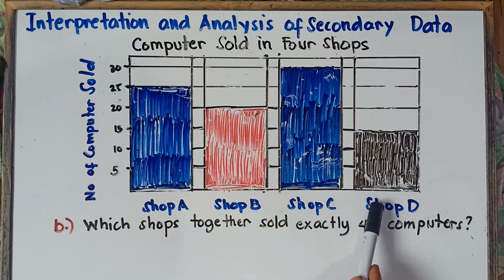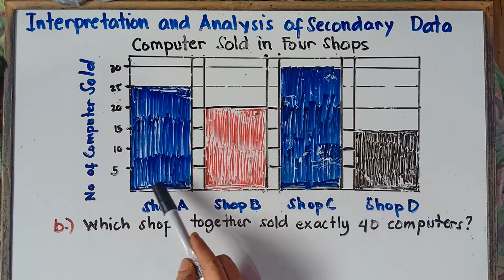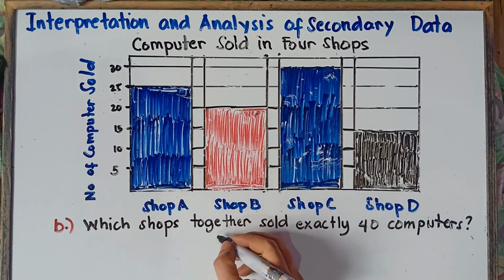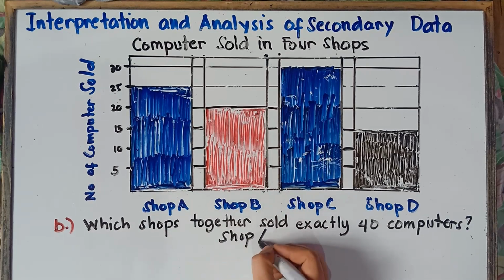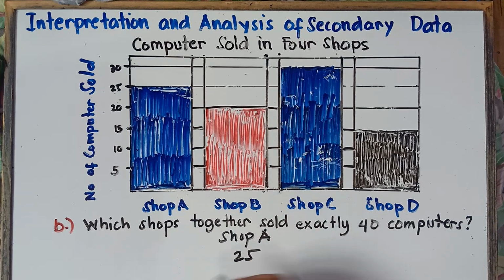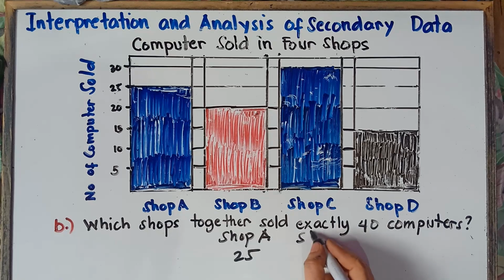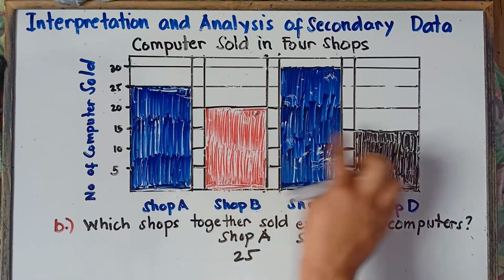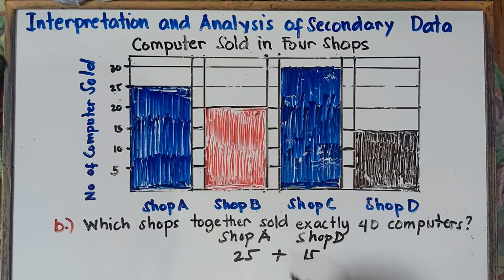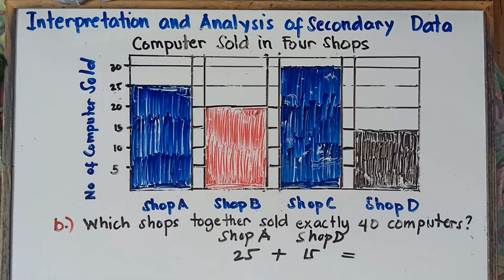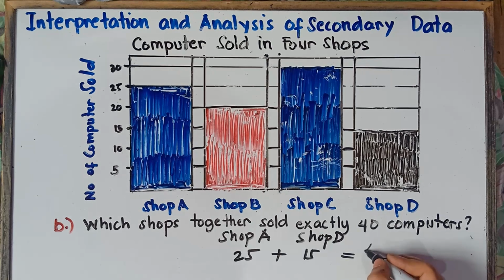How about shop D and shop C? Nope, I think not, right? 30 plus 15, that would be 45. Nope. So how about shop D and shop A? Shop A is 25, and shop D is 15. 25 plus 15. Can we get 40, class? If we add 25 and 15, yup, we can get 40.